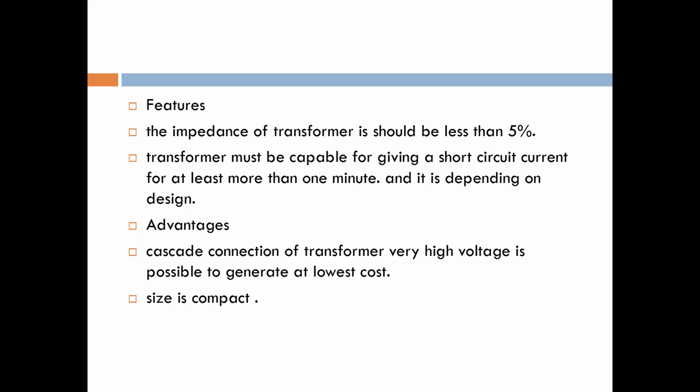Now what are the advantages? The advantage is that with a cascade connection of transformers, very high voltage is possible to generate at the lowest cost. I have told you that if you are going to erect or manufacture a single unit of 400 or 700 kV, then its cost is going to be very high. It is not economical, and it is not easy to erect or transport it.